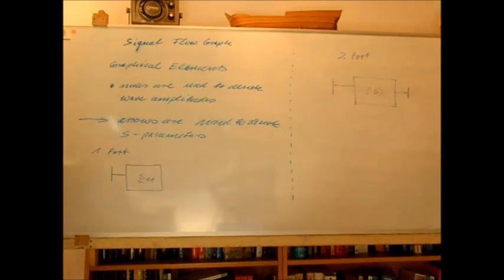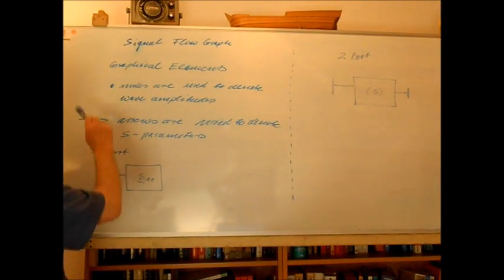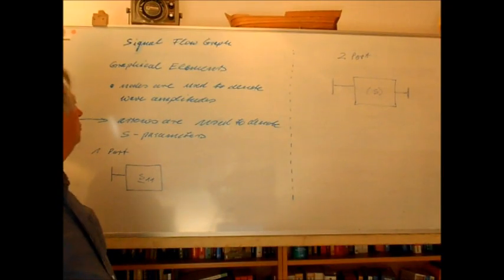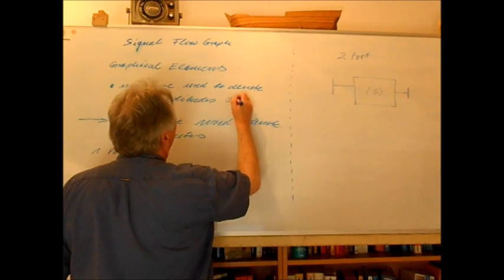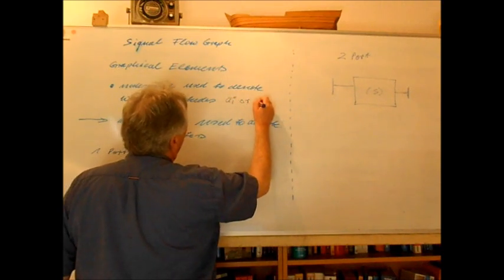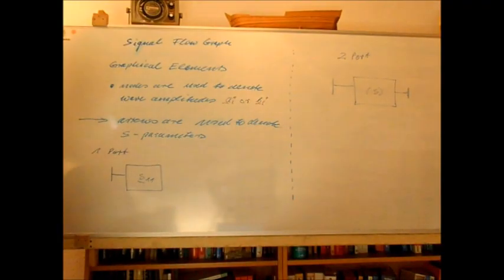So today I want to introduce you to the signal flow graph. The signal flow graph is in principle a graphical representation of the equations of the S parameters. As graphical elements we use nodes, and the nodes are used to denote wave amplitudes like A or B. We use this to describe the wave amplitudes, and arrows are used to denote the S parameters.